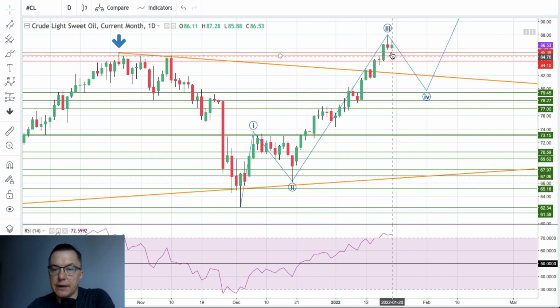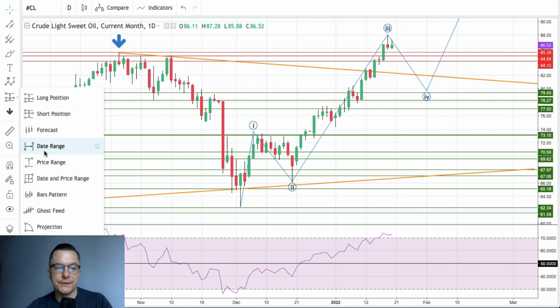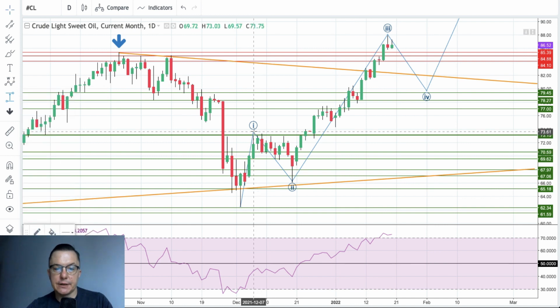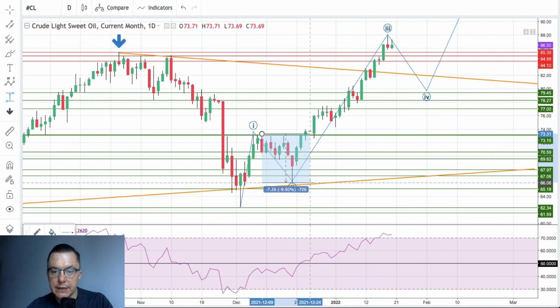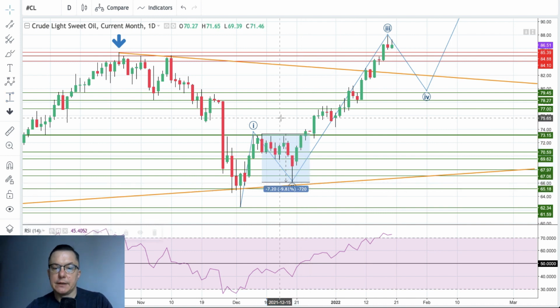We need the red bar here, possibly breaking even below 84.88. That would be apparently a very nice confirmation of the wave 3 top. The recent correction, let me just put it correctly here. I'm just talking about the price, 9.81%. The last correction was in the wave 2.